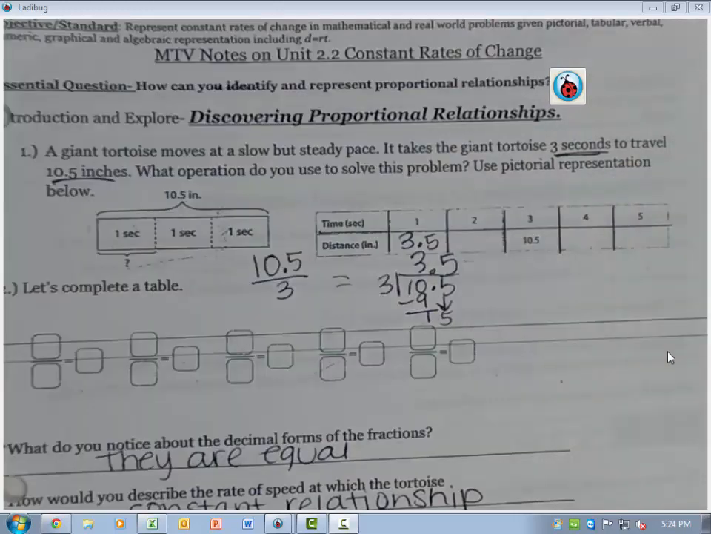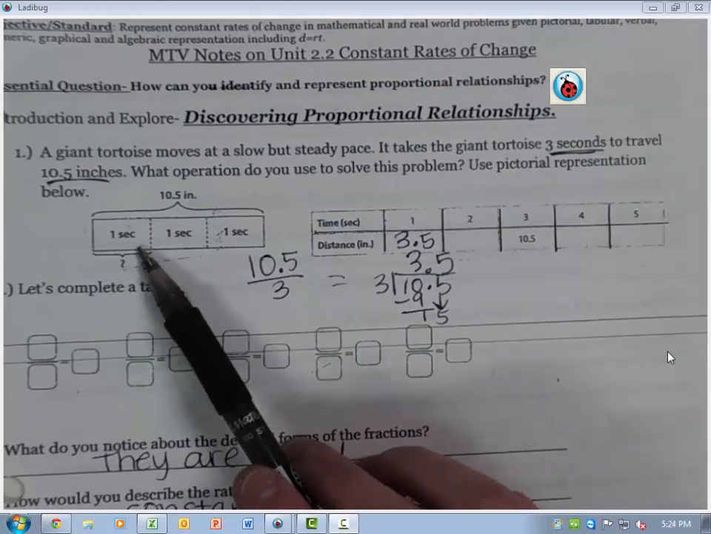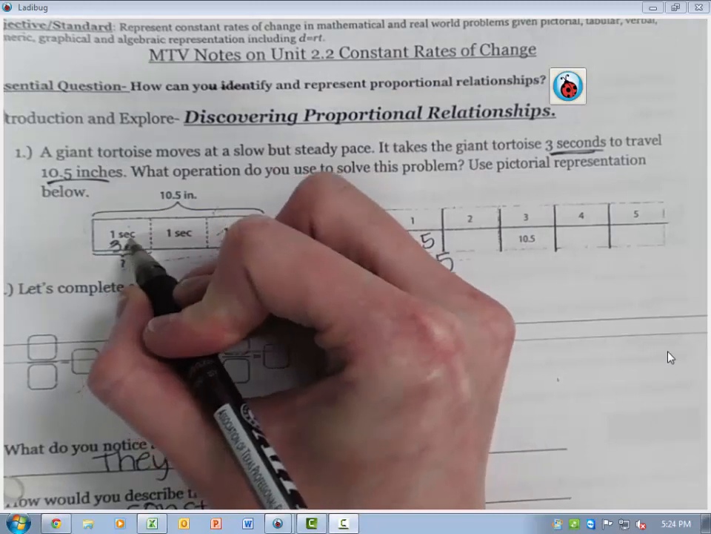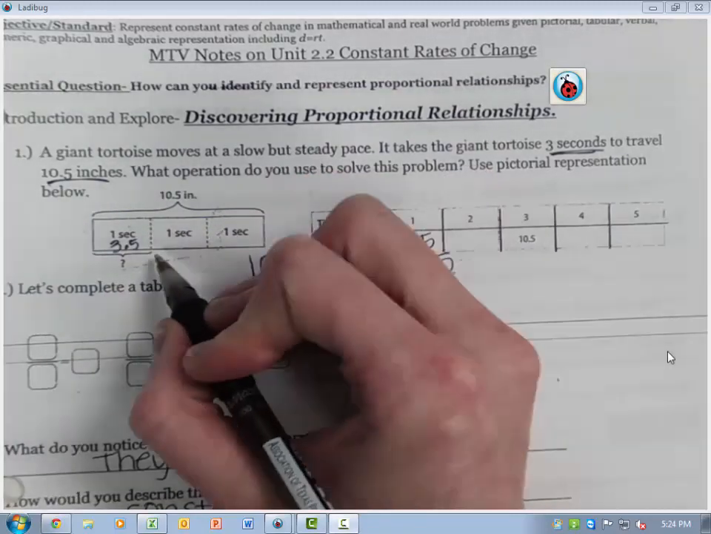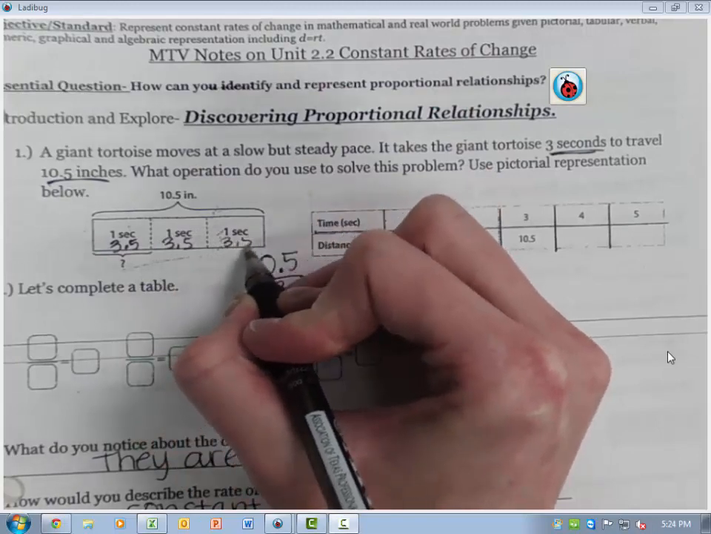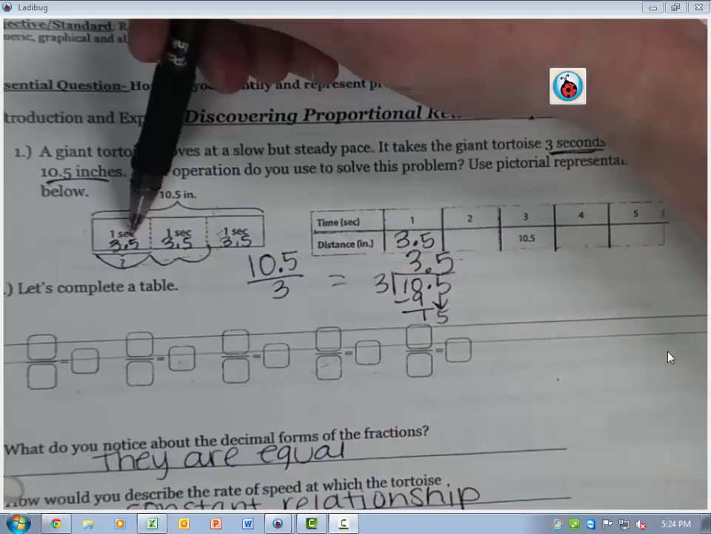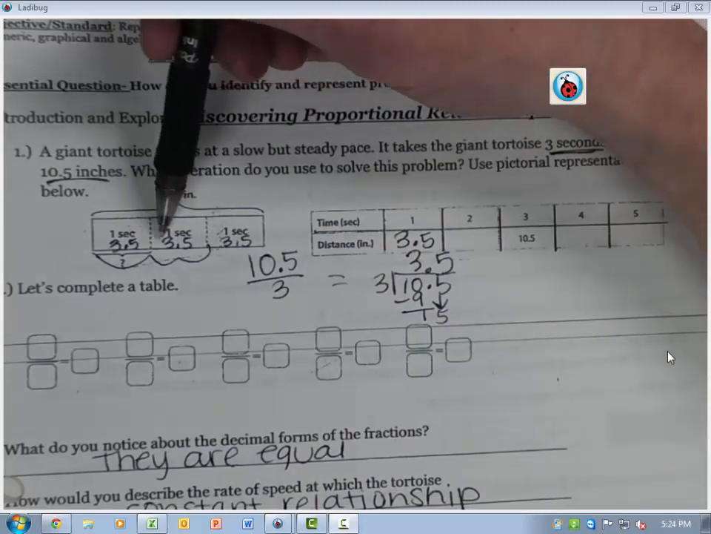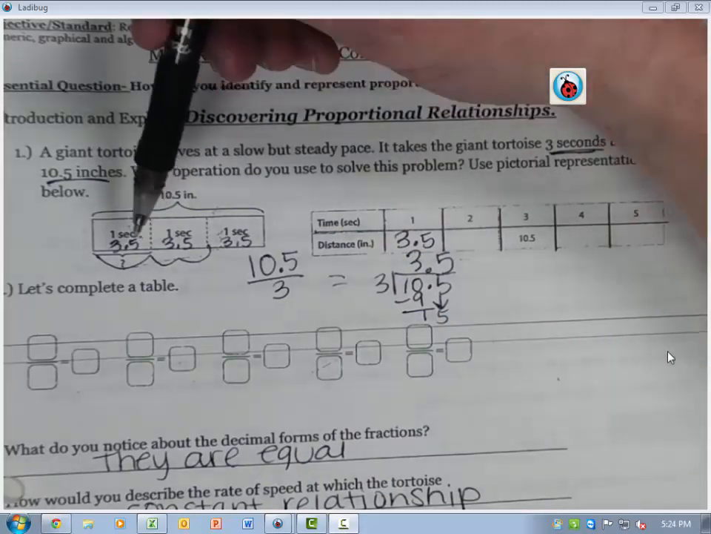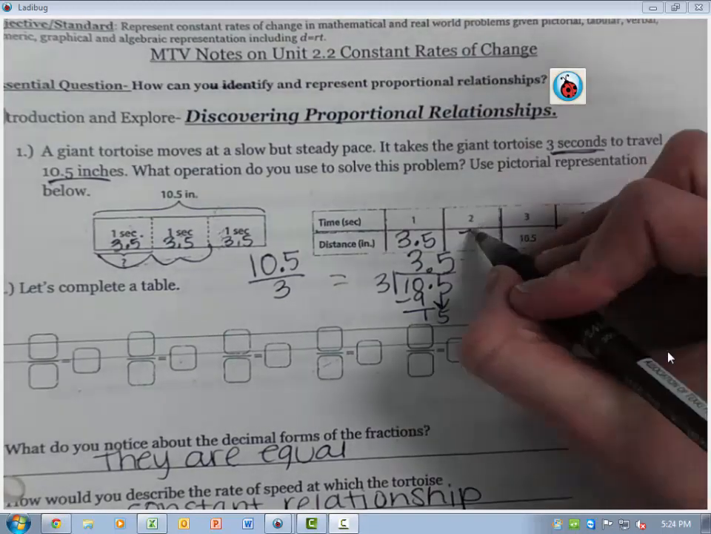Alright, now we are going to go to how much happens in 2 seconds. Well, if we look back at this, if for every 1 second we go 3.5, what do you think happens, or each of these is going to be 3.5. So what do you think happens if we have 2 seconds? How many inches are we going to go? Very good. We would multiply 3.5 times 2, or add 3.5 plus 3.5. So in 2 seconds we go 7.